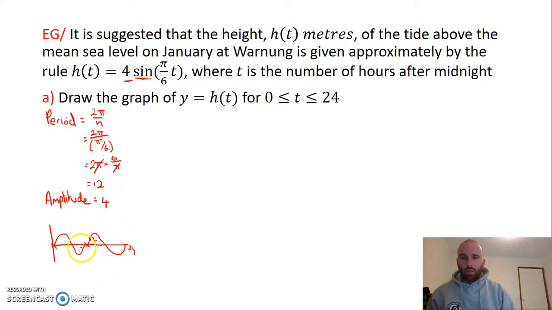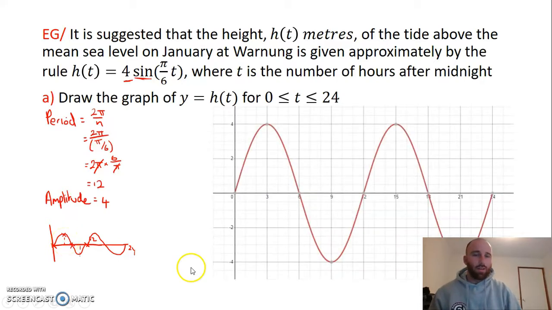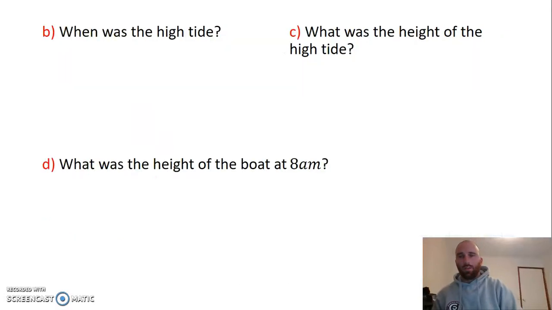Each of those sections, remember we break it up into 4 sections, so we can find those hours. When we draw the graph, it should look something like that. It starts at 0. The period is 12, so one full wavelength after 12, two after 24. The amplitude is 4, so as we drew, our maximum height must be 4. So that's part A completed.